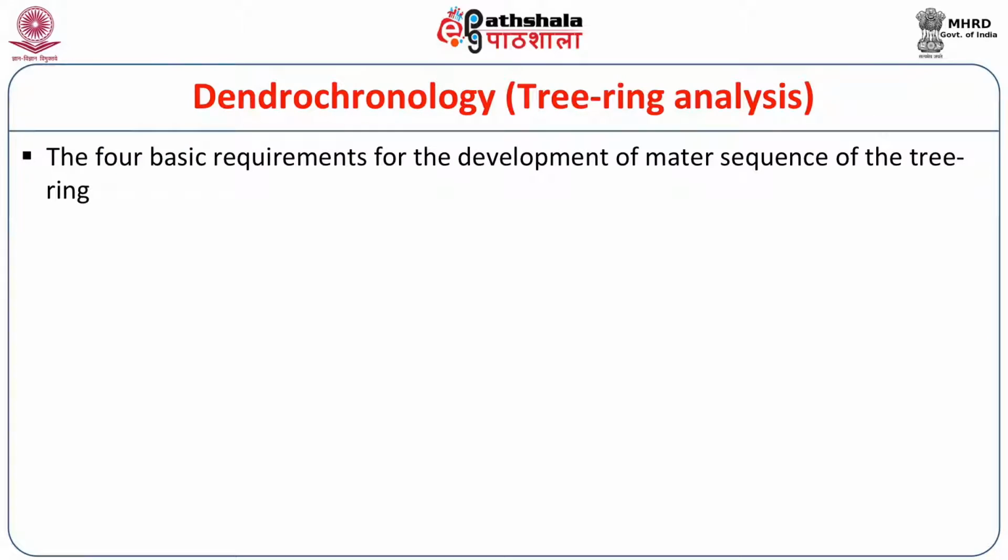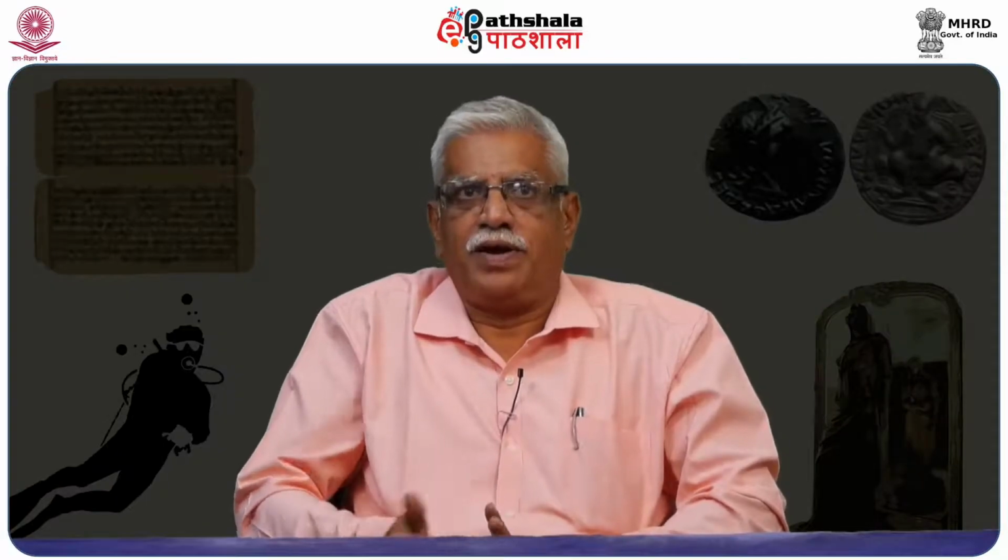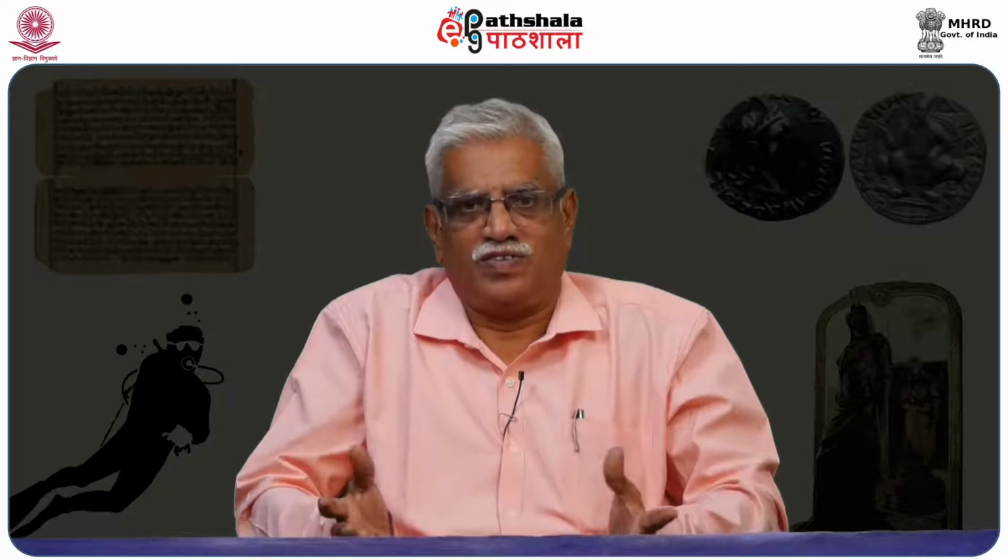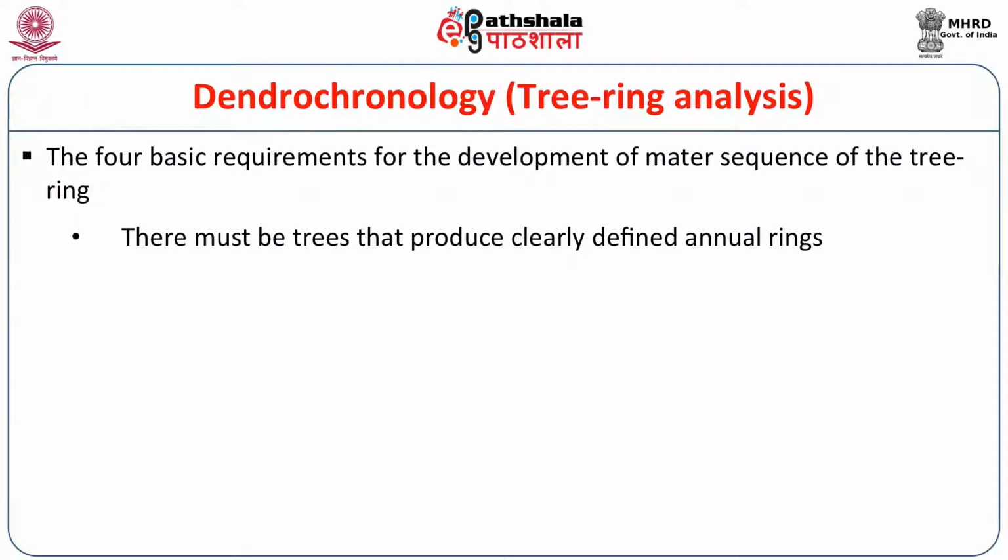There are 4 basic requirements for the development of a master sequence, what they call the preparation of tree rings, that is called master tree ring sequences. So if you want to prepare your own tree ring sequence from India, assume that you want to collect samples from one of the Himalayan regions, and you can prepare one master sequence. But that's why we say that there must be trees that produce clearly defined annual rings.